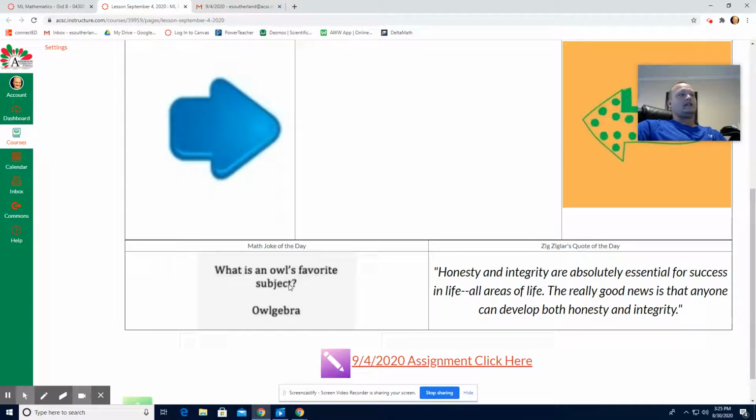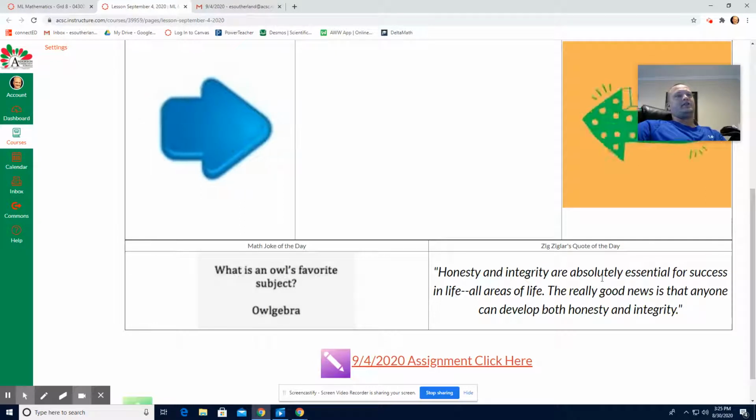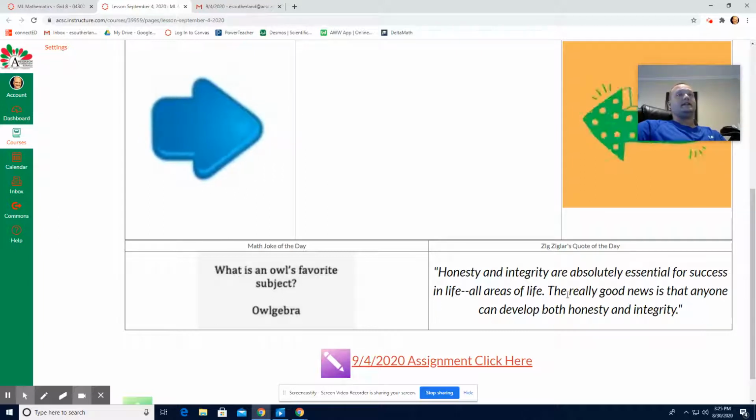What's an owl's favorite subject? Algebra. Honesty and integrity are absolutely essential for success in life, all areas of life. The really good news is that anyone can develop both honesty and integrity.